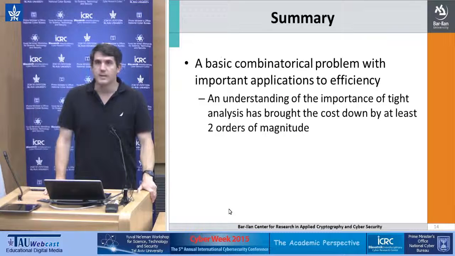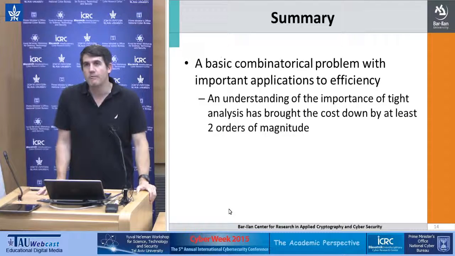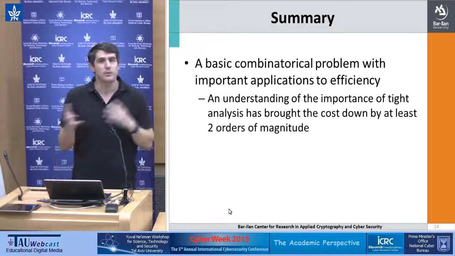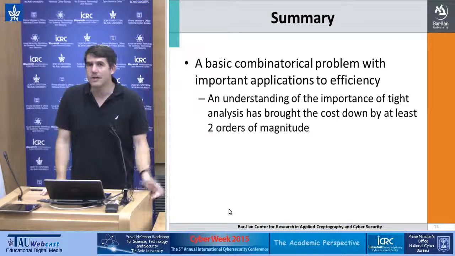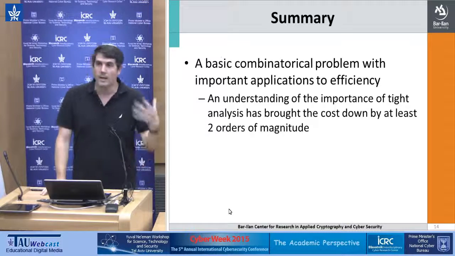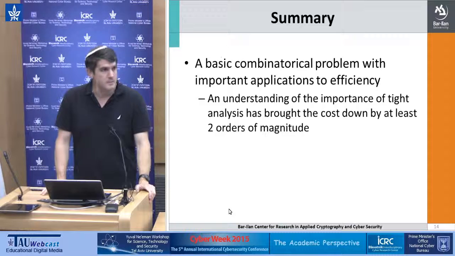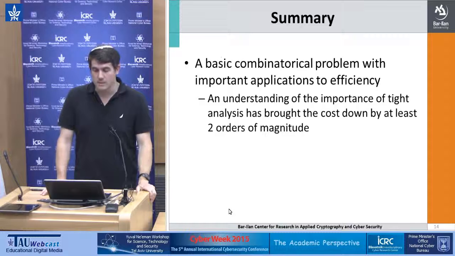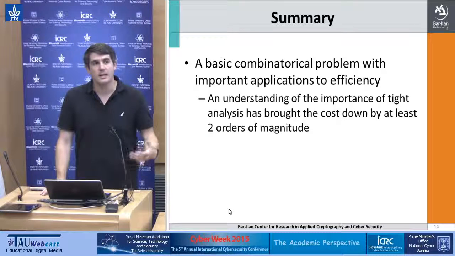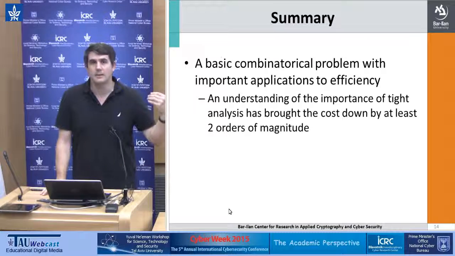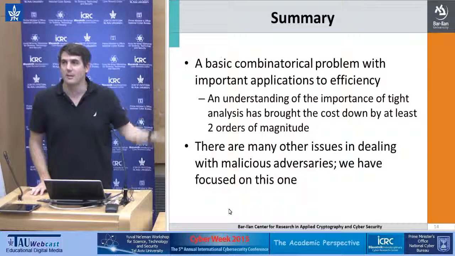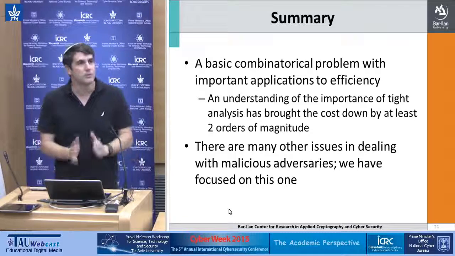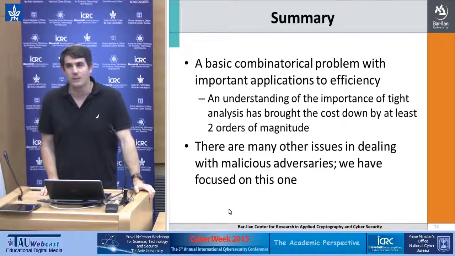So in summary, this is a very basic combinatorial problem, a question of buckets and balls, and throwing and trying to detect a bad ball by checking some subset of them and getting security out of this problem. And what's nice about it is that doing it optimally actually has enabled us to make things efficient and practical. Just want to note there are many other issues in getting these protocols to be secure. I just focused on one, but something which I think sheds light on what we're doing.